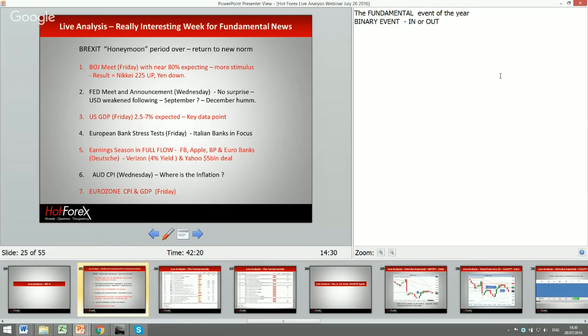Lots and lots of fundamental news this week. So I put these in order earlier in the week. For me, the most important data release for this week is tomorrow, the overnight, the Bank of Japan issuing their statement.